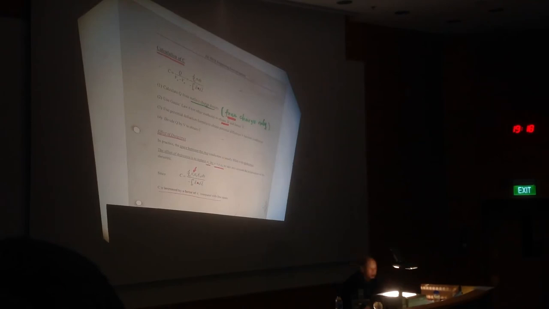Obviously, if I increase epsilon R, in a sense I'm increasing the amount of charges in the dielectric. So the amount of charge that you're storing gets more and more. So let's look at this simple derivation, as I say here.